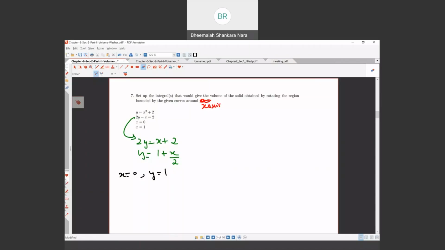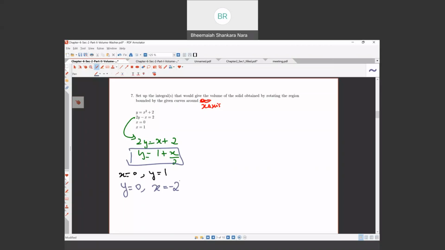So all we do is rewrite the line so that you get y in terms of x, and then plug x equal to 0 here, we get y equal to 1. And for y equal to 0 at the origin, we get x equal to -2. So these are the intersecting points.